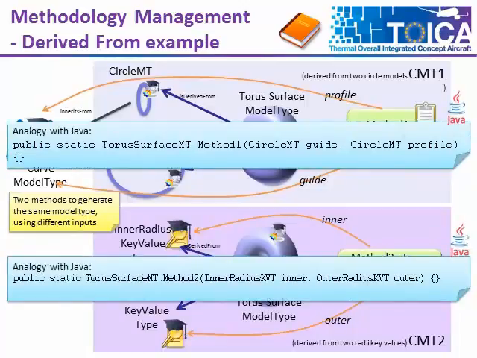This is analogous to software definitions. For example, you would define the method torus surface model method 1, which outputs torus surface model type, has inputs of circle model type of guide and circle model type of profile, and the other one, method 2, also outputs torus surface model type and has two inputs, inner radius KVT, which is inner, and the other one, outer radius KVT type for the outer.